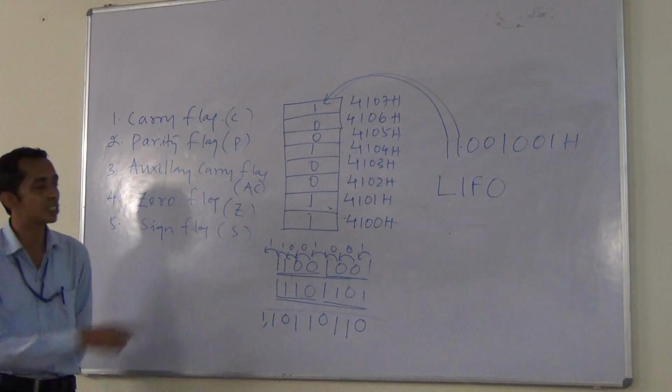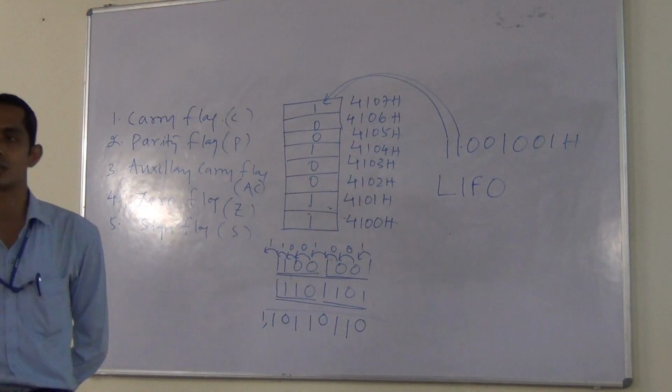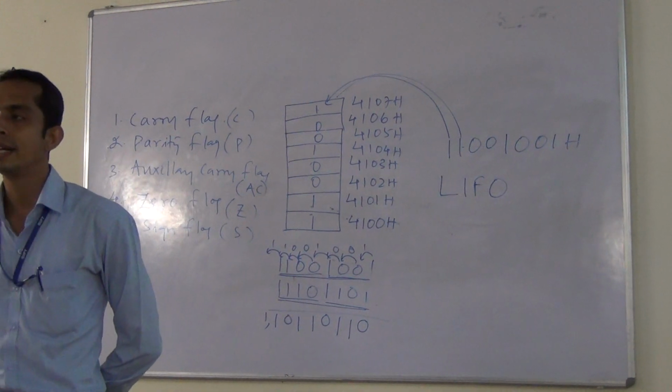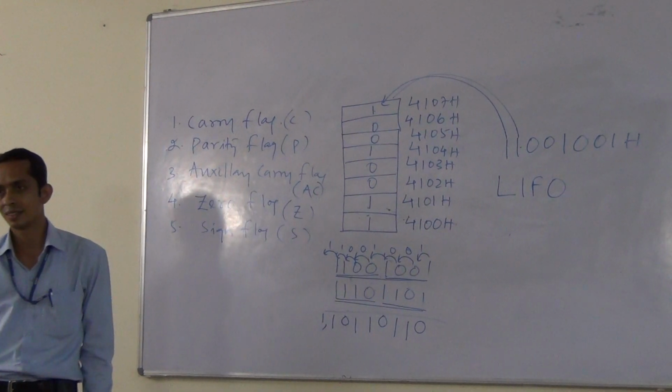Then at which time will the zero flag set? When the result is occupied by only zeros, and no non-zero element is found. At that time I can say that the zero flag will set. Otherwise it is reset. Clear?